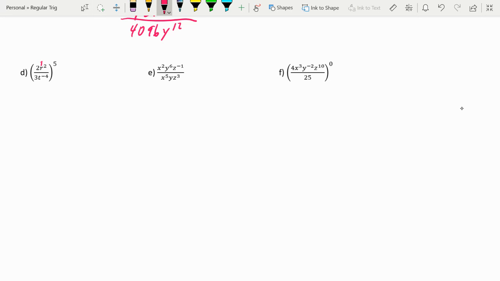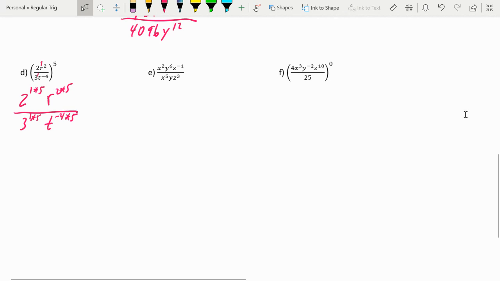Again, if I don't see an exponent, you have to remember it being a 1. So I have 2 to the 1 times 5, because power to a power, r to the 2 times 5, over 3 to the 1 times 5, t to the negative 4 times 5. All right, so we started off with power to a power. Now let's clean this up a little bit. 2 to the 5th, r to the 10th, all over 3 to the 5th, t to the negative 20.